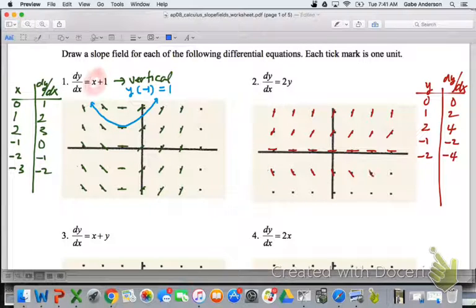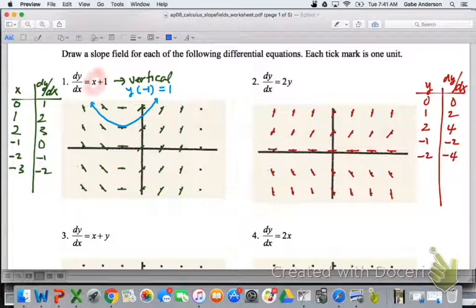You're starting to see the pattern emerge, right? Instead of a vertical pattern, these are all going to be horizontal patterns. And then a -4 slope looks something like this. That last one's maybe a little bit much. There we go, something like that. Okay, so there's our slope field.